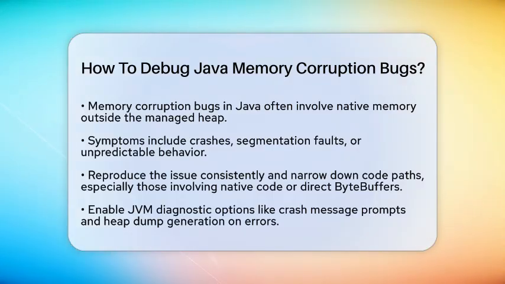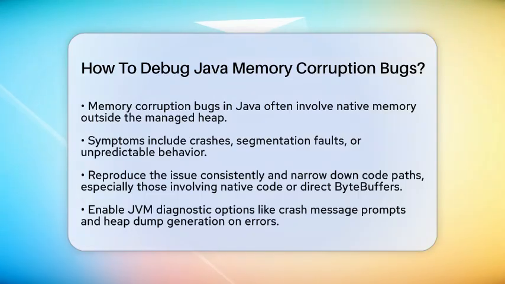First, understand that in Java, memory corruption usually involves native memory outside the managed heap. This can happen when native code, such as Java Native Interface code, mismanages memory or when there are bugs in the JVM. Symptoms might include application crashes, segmentation faults, or strange behavior that is hard to reproduce.